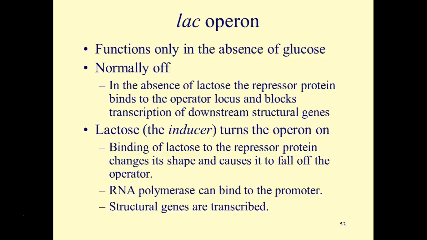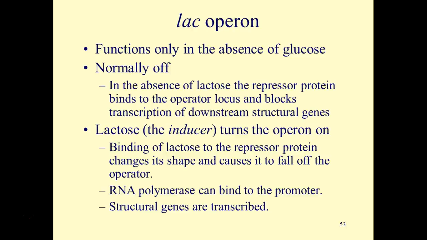Now, the Lac Operon is an inducible operon, which means it is normally off. If there's no lactose around, or if there's glucose around, the repressor protein binds to the operator locus and blocks transcription of the downstream structural genes. Okay? So this repressor protein actually docks onto the DNA, and it acts like a boulder that is blocking the operator locus. So RNA polymerase can't bind and can't do its thing.